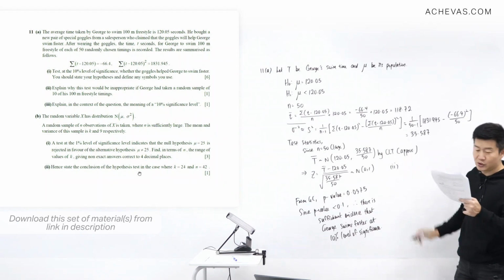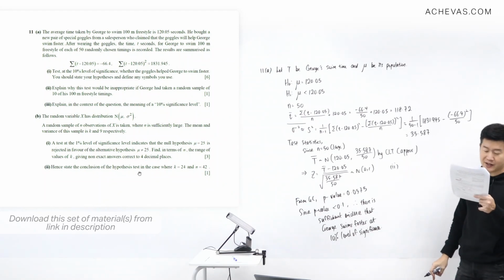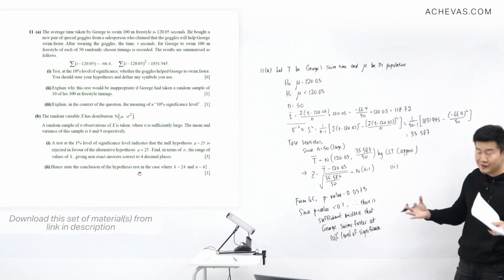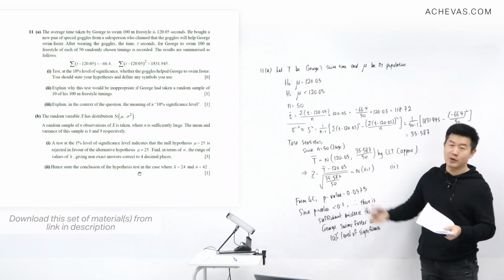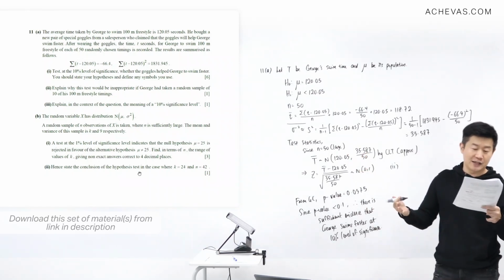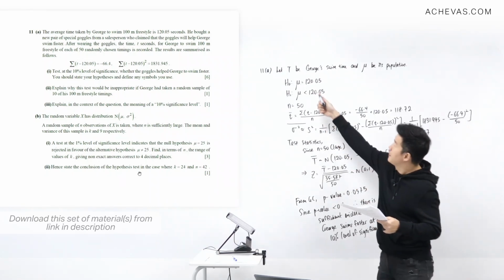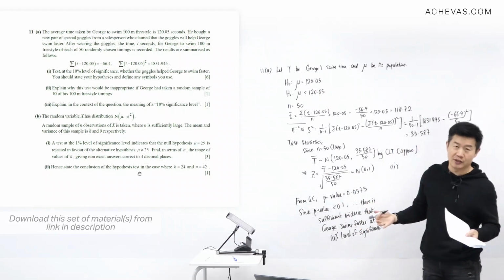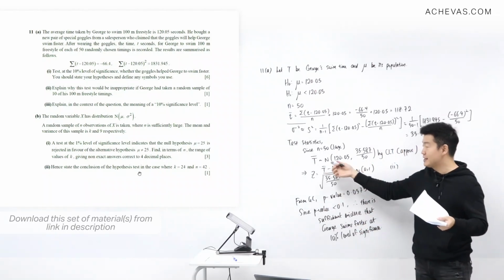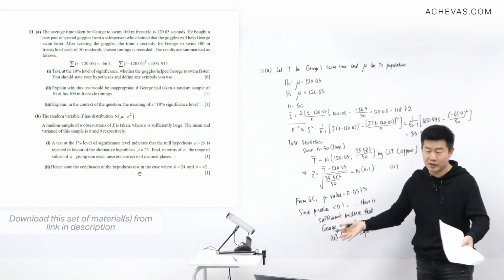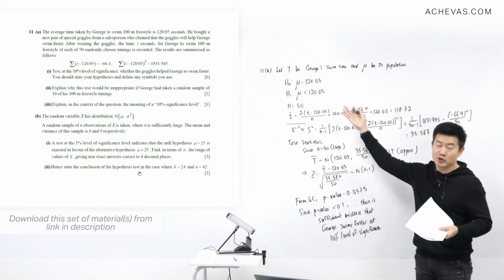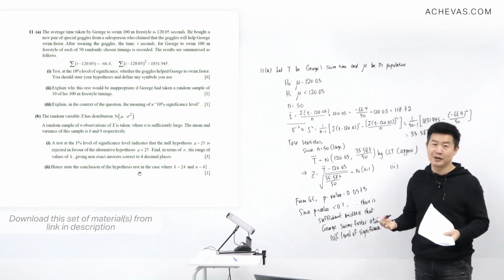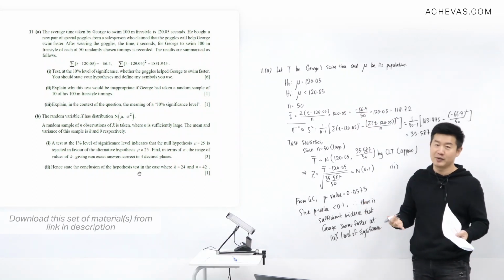And part 2. Explain why this test will be inappropriate if the sample size is 10. Of course, it is going to be inappropriate because we need the central limit theorem. The question didn't actually tell us that T follows a normal distribution. And if we want to carry out a z-test, we need a normal distribution. If the sample size is small and the distribution of t is unknown, we cannot carry out this test at all because we cannot assume t to be normally distributed.